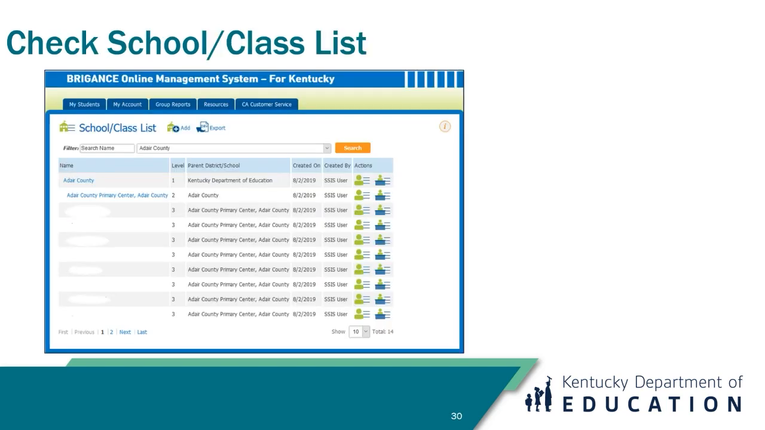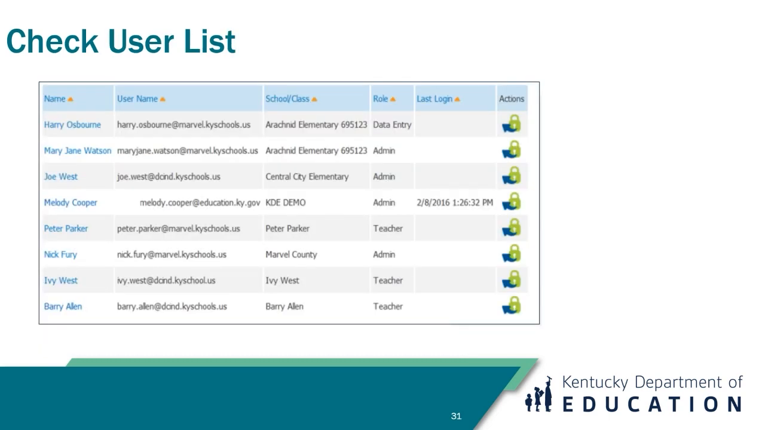This is a sample school class list. Here you will see Adair County. The district is listed as a level 1. Adair County Primary is the school and is listed as a level 2. Level 3 would be each teacher that belongs to the building. It is also important to check the user list. These users are the teachers, data entry clerks, and administrators that need access to the OMS. It is important that the email addresses are the correct district email as well.